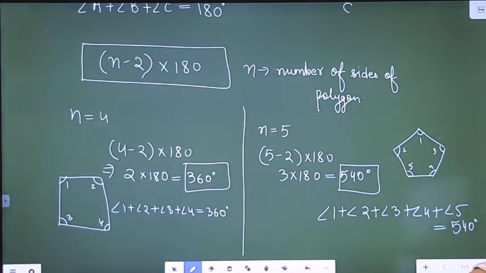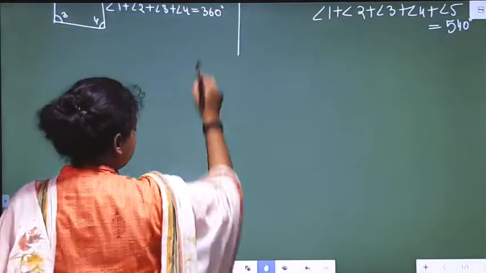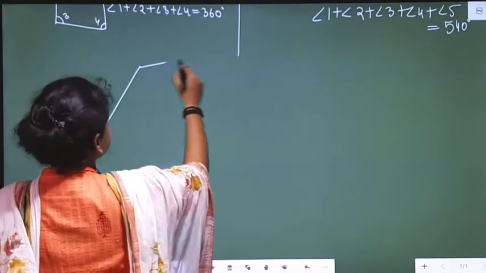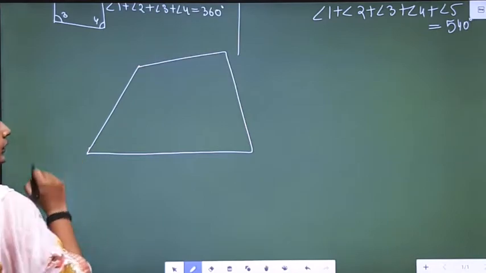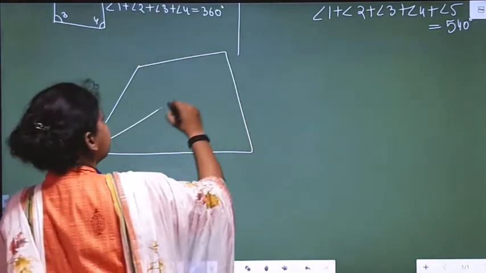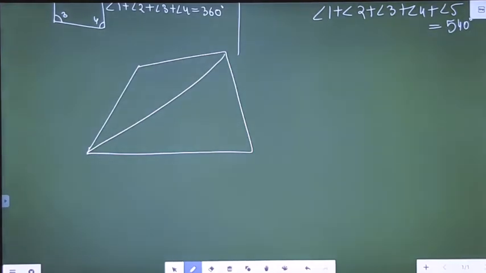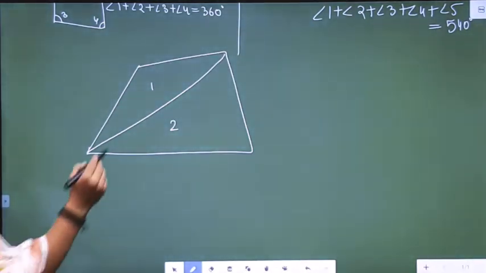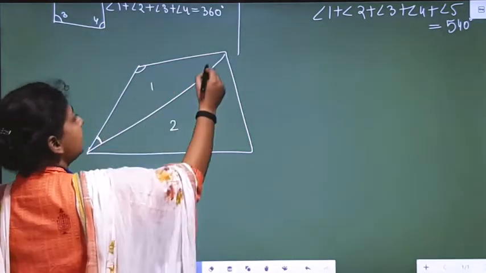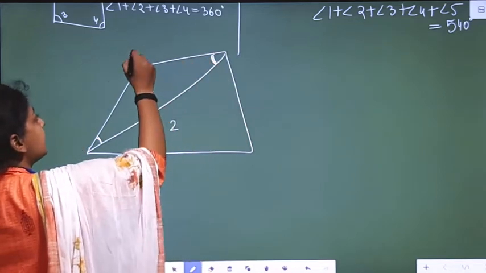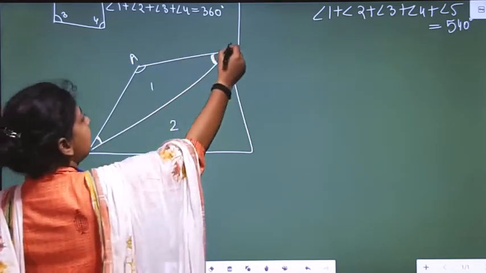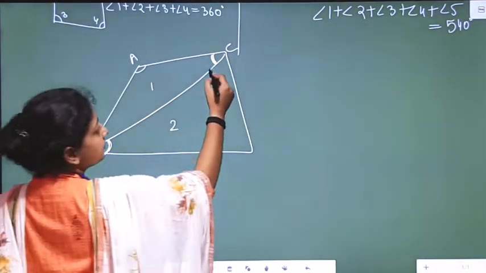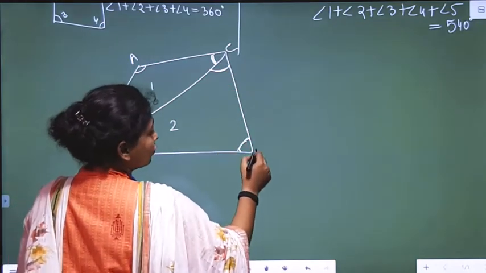We can prove this formula also. How do we do that? Let's see. First of all, let us consider a quadrilateral. We can join the diagonal here and divide this quadrilateral into two triangles. This is triangle number 1, this is triangle number 2. Here we have this angle and this angle. Let's call these angles A, B and C. Here also we have 3 angles. This angle and this angle. Let's call this side D.